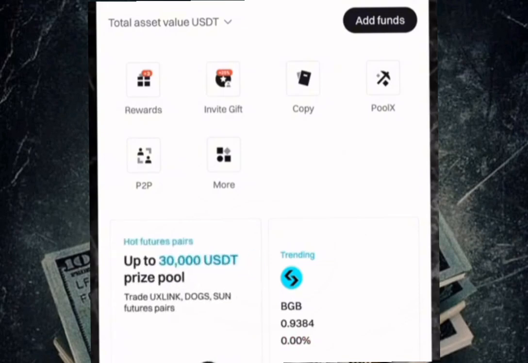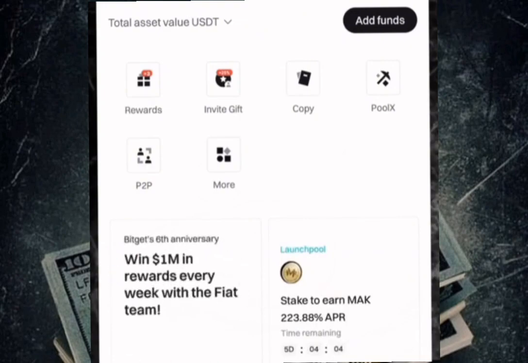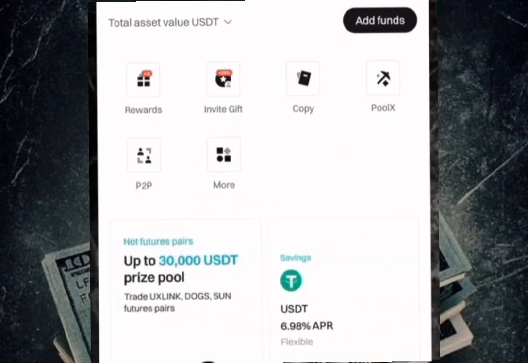So if you want to learn how to do futures trading, make sure you watch this video to the end so you don't miss any important information. Now to how you can do futures trading on the Bitget app. As you can see right here, I'm on the home page of the Bitget app.